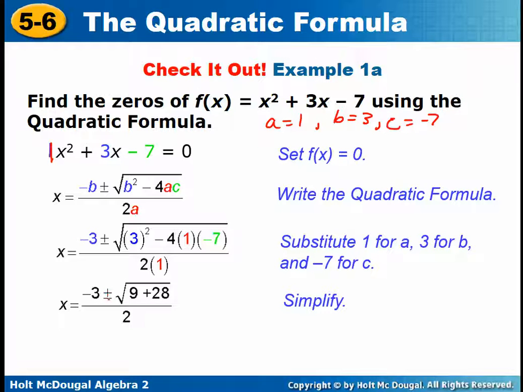So we'd have negative 3 plus or minus 3 squared is 9, minus 4 times 1 times negative 7 would be a plus 28. Add the 9 plus 28 and get 37. The square root of 37, you cannot simplify that anymore. So you could leave this as your answer. There's no common factors in any of it, so your answer would just be that.